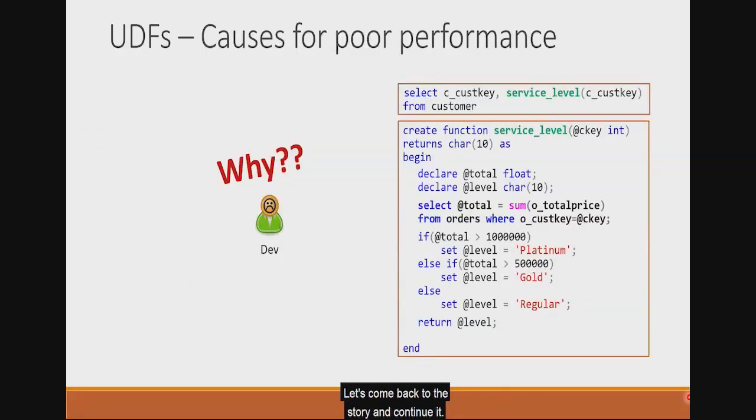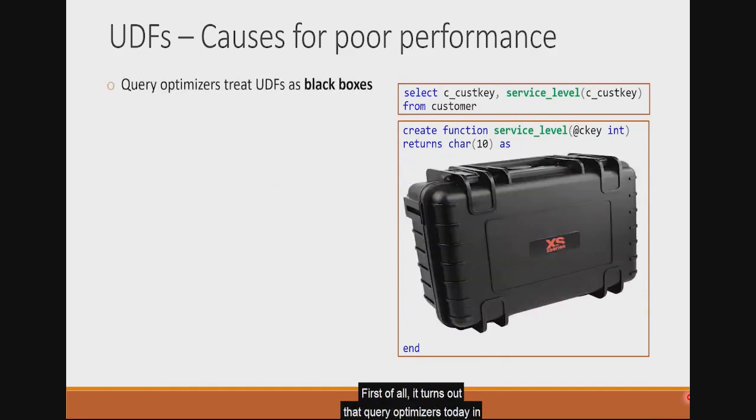So let's come back to the story and continue it. The engineer who was fired is still wondering what happened and why his program ran so slowly. What was the reason it was performing so badly? It turns out that there are a few reasons why this happens. First of all, query optimizers today in relational database systems treat such user-defined functions or imperative programs as black boxes. In other words, they do not look inside these functions during query optimization.